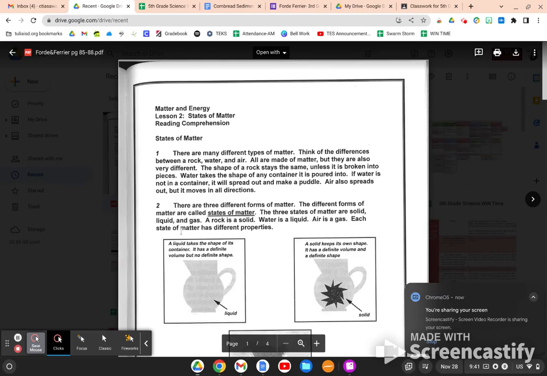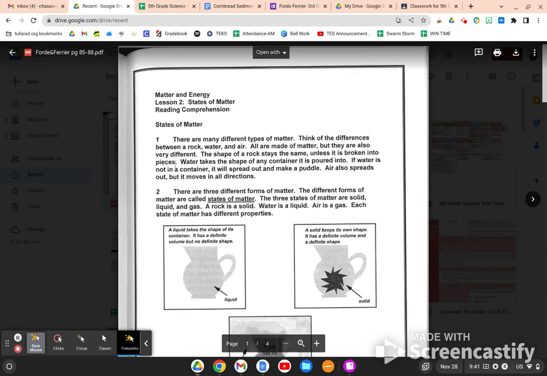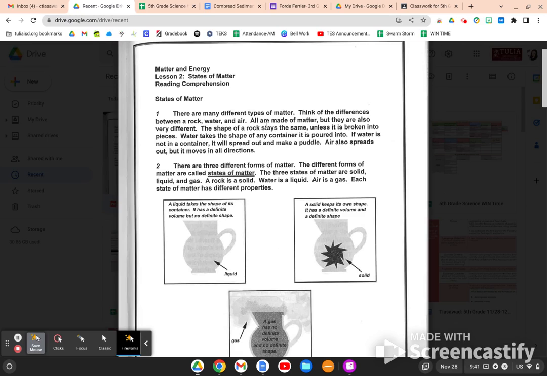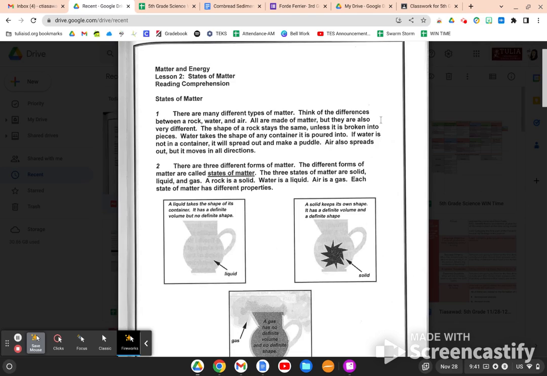Matter and energy. Lesson 2, states of matter, reading comprehension. States of matter. Paragraph 1. There are many different types of matter. Think of the differences between a rock, water, and air. All are made of matter, but they are also very different.